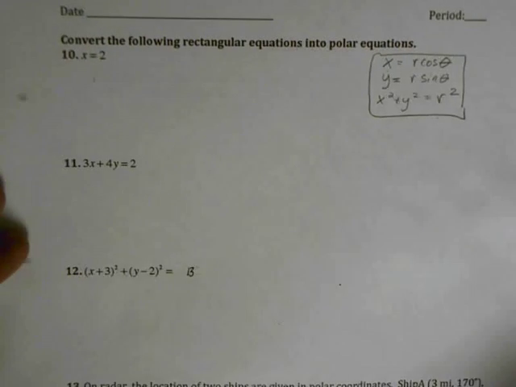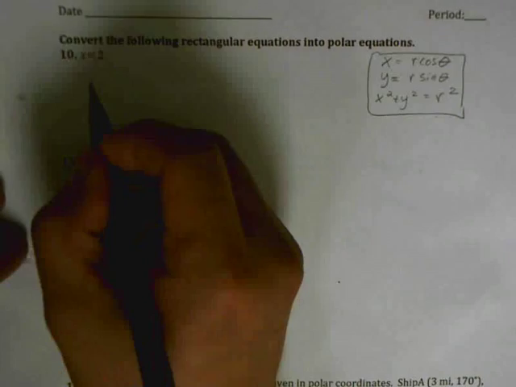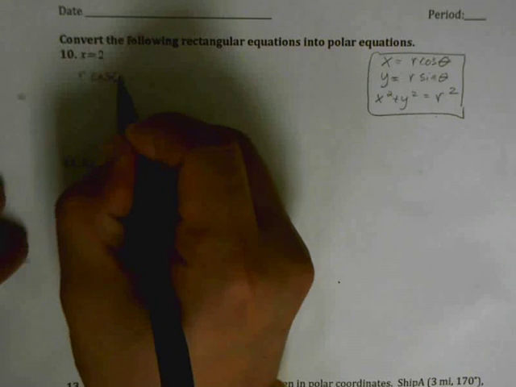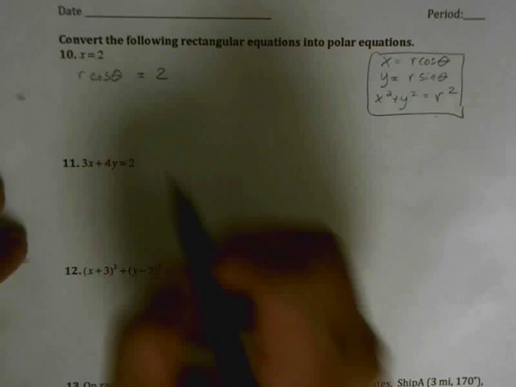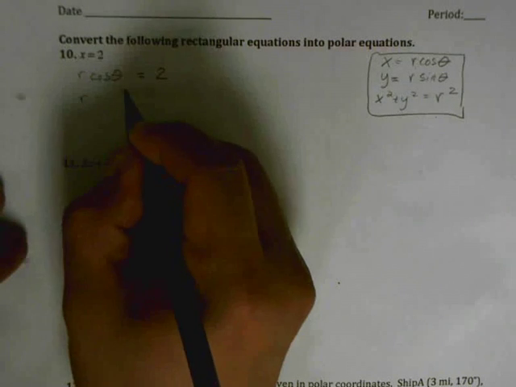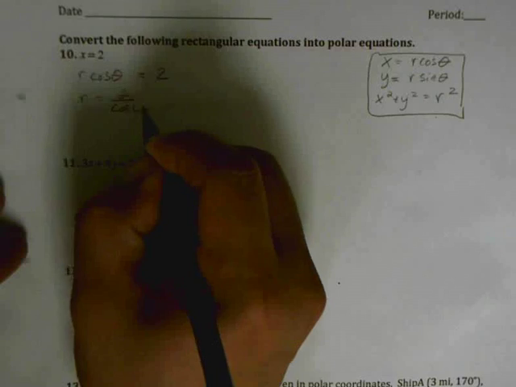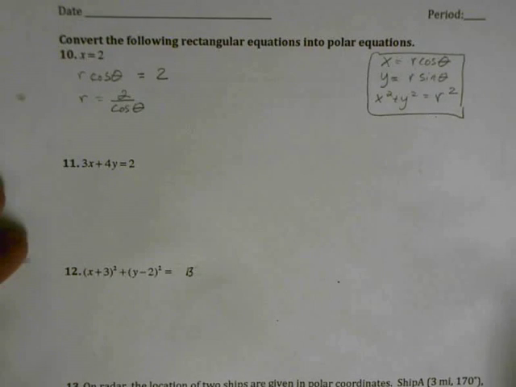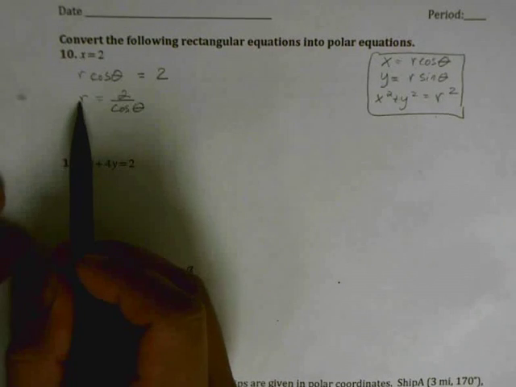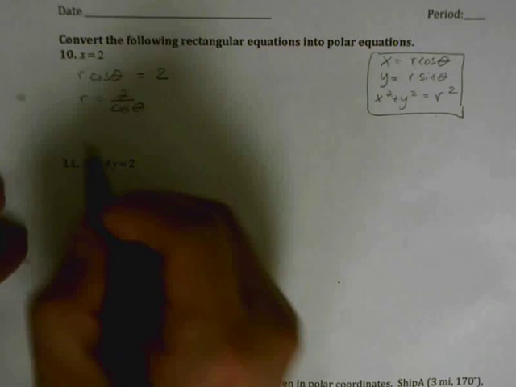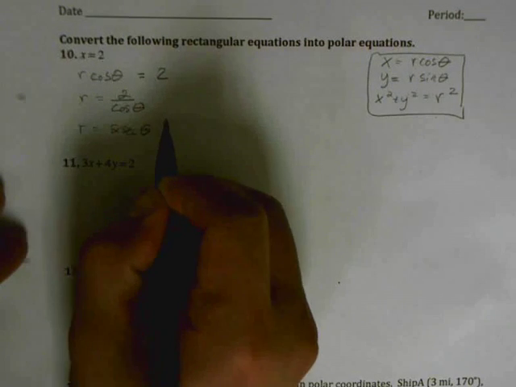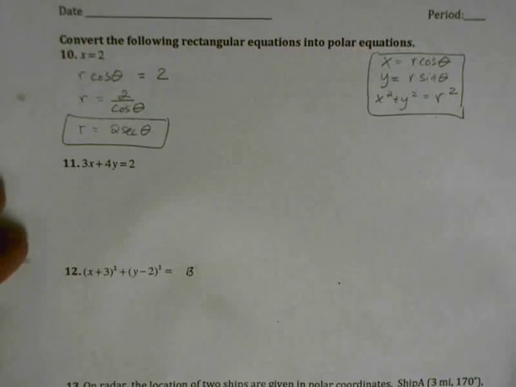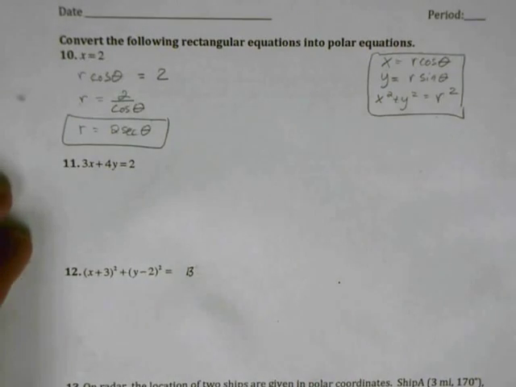So in this first equation, I'm going to convert the x into r cosine theta equals 2. Then I'm going to divide both sides by cosine theta. So r equals 2 over cosine theta. In fact, I can stop here as soon as I get r by itself. So r is written as a function of theta. I can also take this another step and say that it's 2 secant of theta. Both of these functions are perfectly fine.